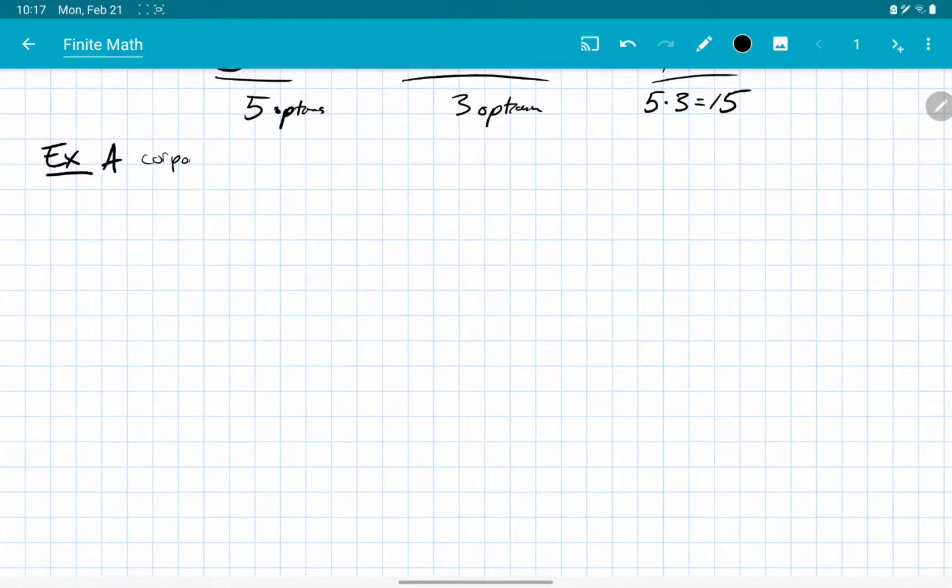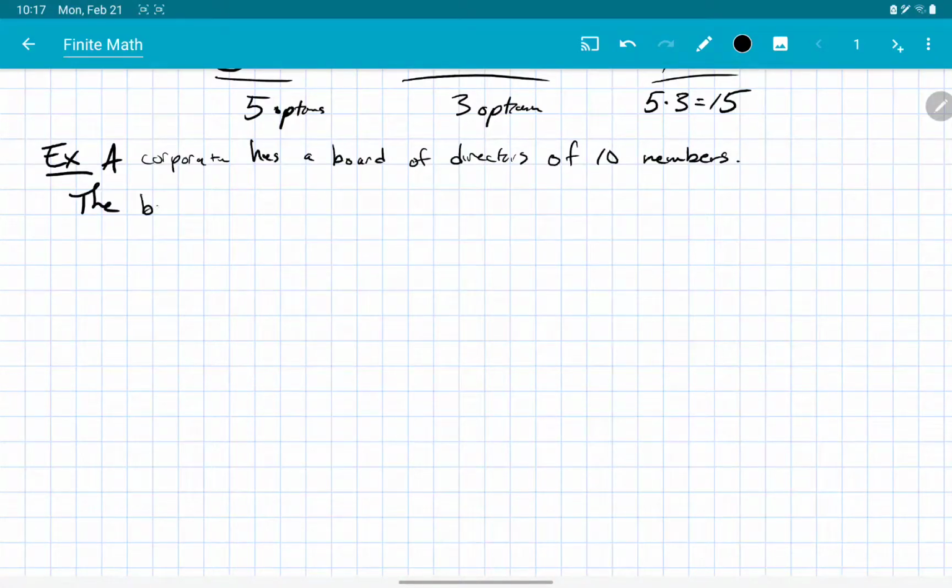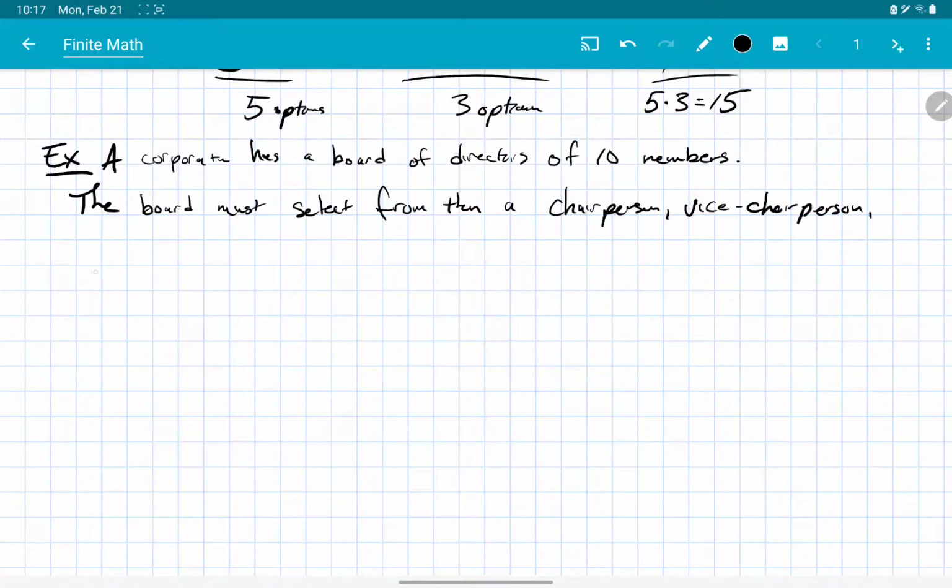A corporation has a board of directors of 10 members. The board must select from them a chairperson, vice chairperson, and a secretary. How many ways can this be done?